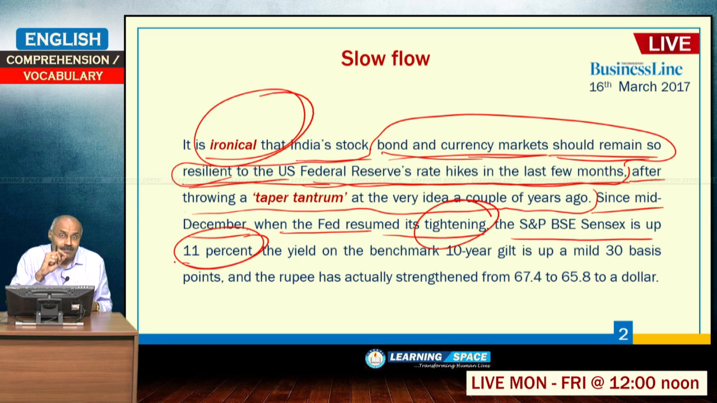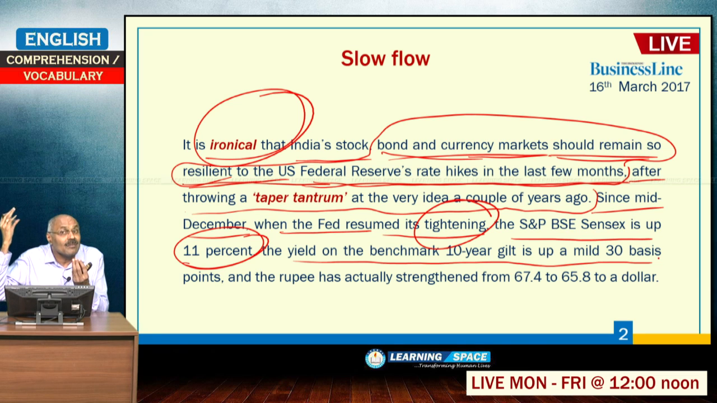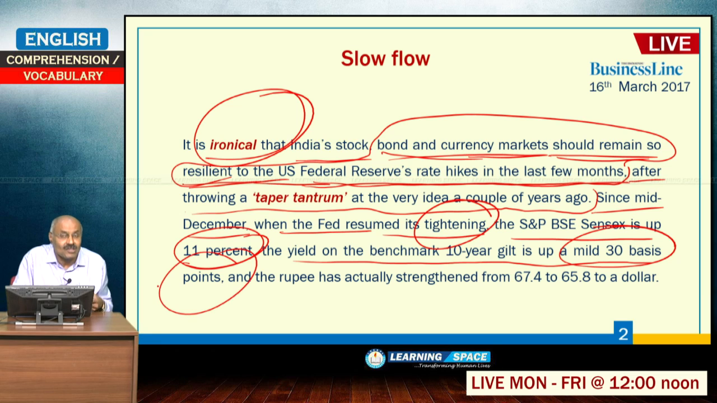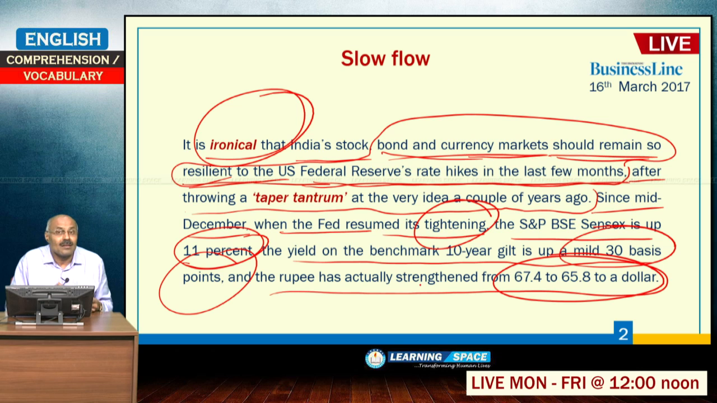Sensex was up by 11%. Then the yield on the benchmark 10-year gilt, which means government securities. Government securities are issued by Reserve Bank of India on behalf of the central government. So, this 10-year benchmark government security was up by 30 basis points. 30 basis points means 0.3%. So, they increased by 0.3% and the rupee has actually strengthened.